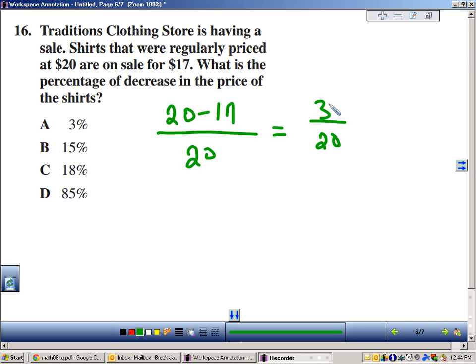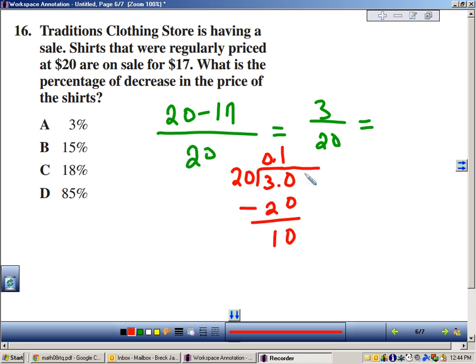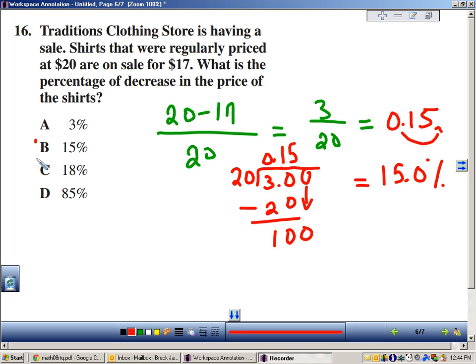Okay, now we're going to write this as a percent. So let's change this to a decimal by dividing. So let's do that right here. 20 goes into 3 0 times. Add a decimal point and a 0. 20 goes into 30 once. 20 times 1 is 20. End up with 10. 20 does not fit into 10, add a 0. But 20 does fit into 100 evenly 5 times. And so you can stop there because you get a remainder of 0. So that's the decimal representation. Move it over 2 spots. You end up with 15%, which is B.